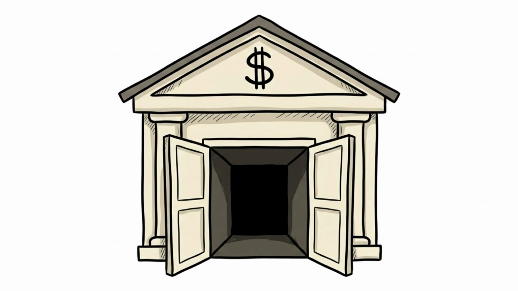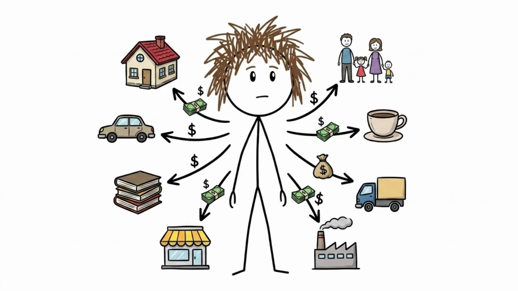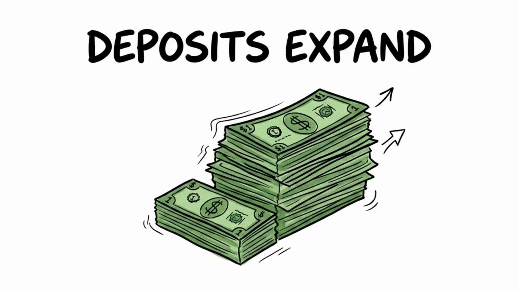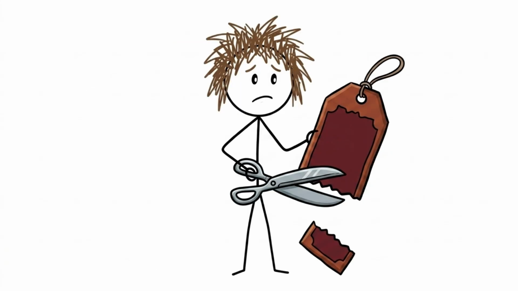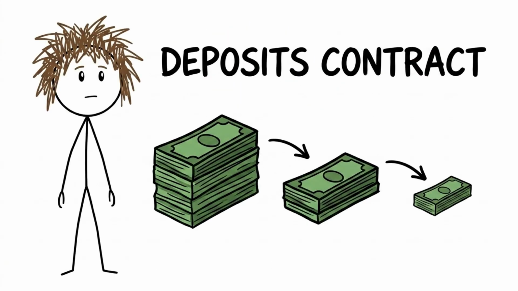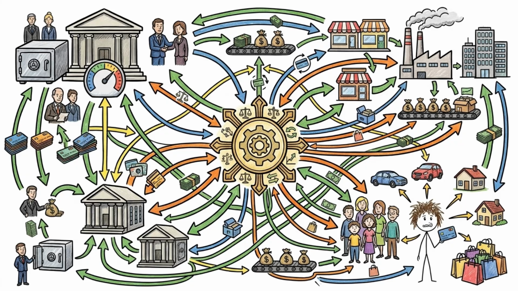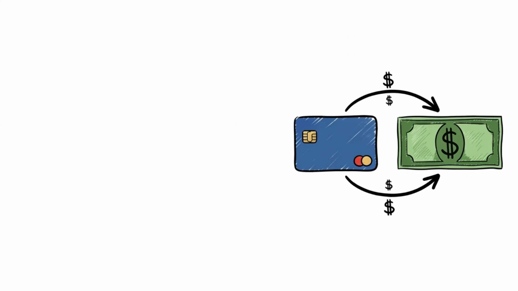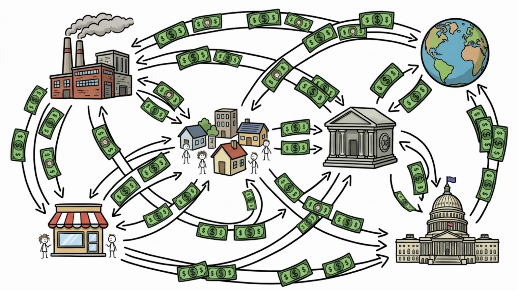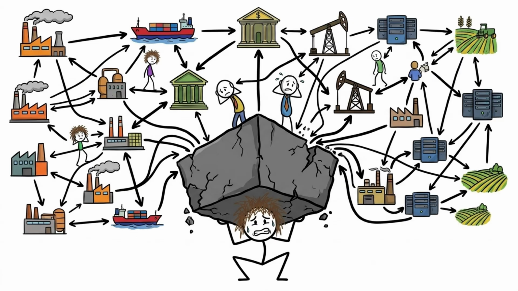If banks become more willing to lend and households and businesses borrow more, deposits can expand. If banks tighten lending and borrowers pay down debt, deposits can contract. So credit isn't just something that happens inside the economy. It can change the amount of bank-created money circulating through the economy, and that has enormous consequences.